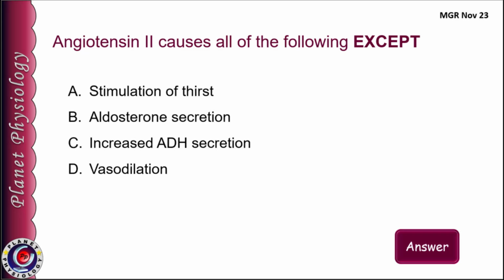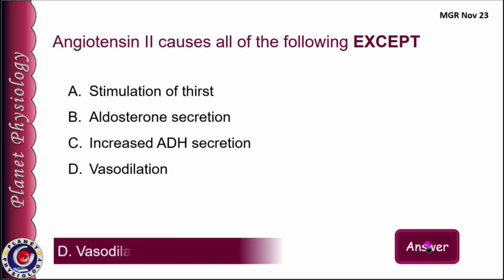Another question on the same topic. Angiotensin 2 causes all of the following except A. Stimulation of thirst, B. Aldosterone secretion, C. Increased ADH secretion, and D. Vasodilatation.